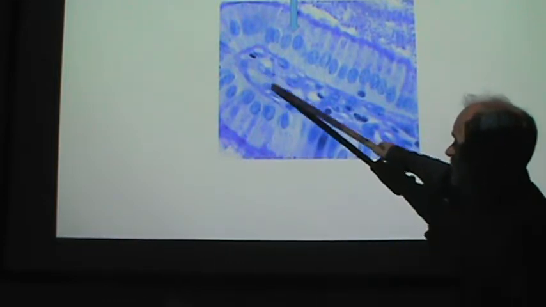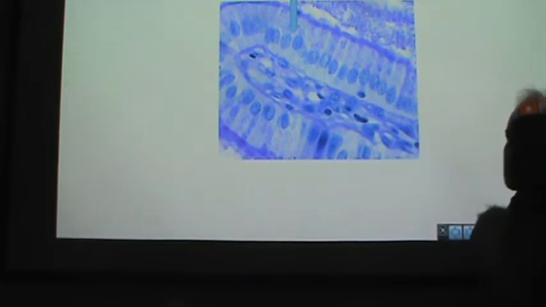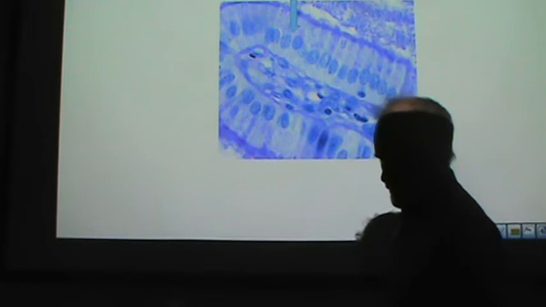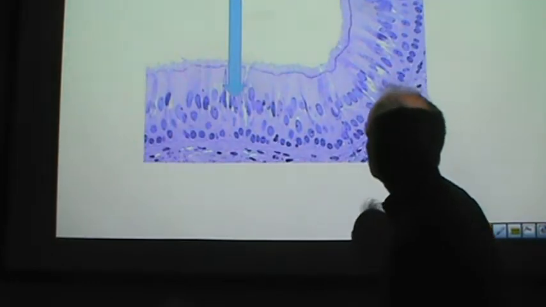And this material inside here, what do we call that? It's areolar connective tissue there. Very good. All right, let's go on.